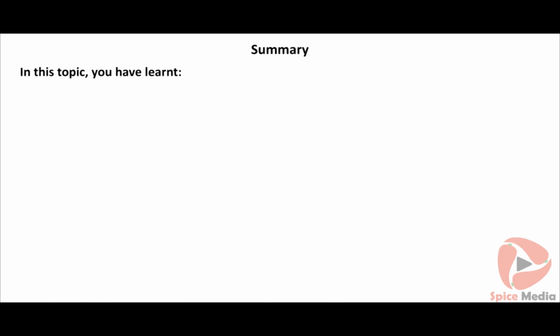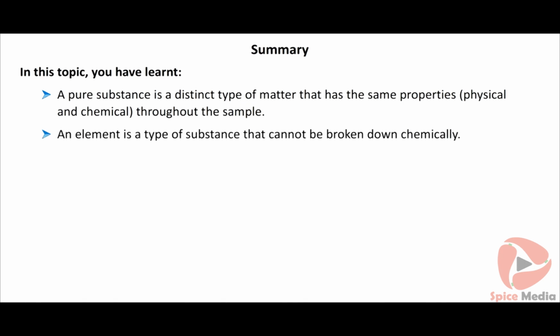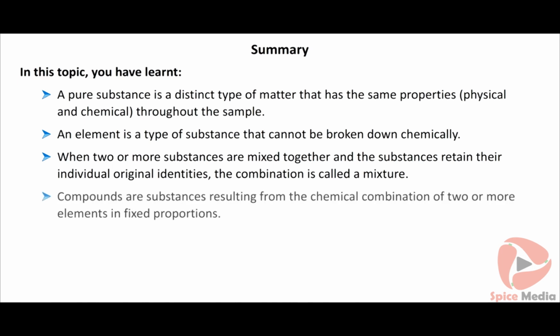In this topic, you have learned a pure substance is a distinct type of matter that has the same properties, physical and chemical, throughout the sample. An element is a type of substance that cannot be broken down chemically. When two or more substances are mixed together and the substances retain their individual original identities, the combination is called a mixture. Compounds are substances resulting from the chemical combination of two or more elements in fixed proportions. A pure substance can exist as element or compound.